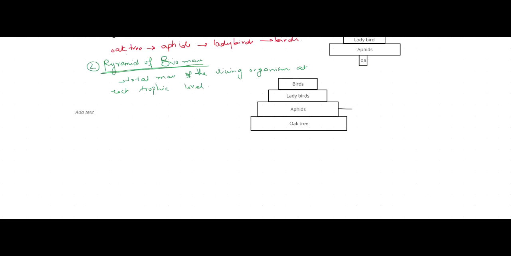So when the bird is going to eat the ladybird, it's going to receive even less energy. So you can see that between each trophic level, the energy is decreasing. If grass had 100% energy, then ultimately the bird is only receiving 10% of it, for example. So at each trophic level, energy is being lost.